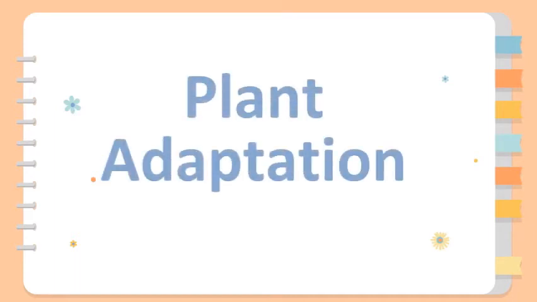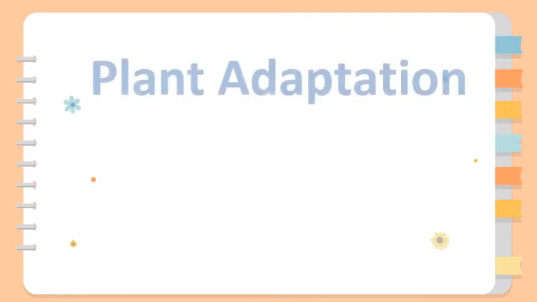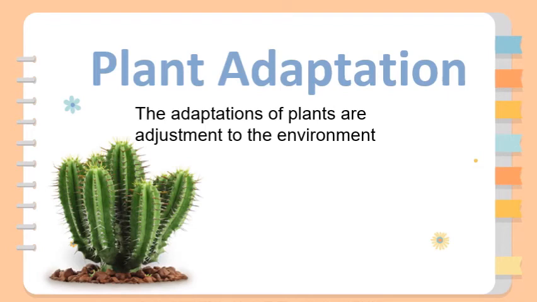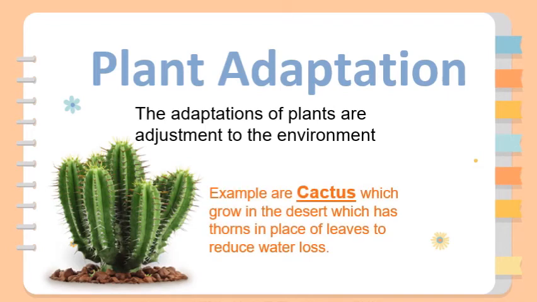Now let's move on to our next topic. This is about plant adaptations. What do you mean by adaptations? Adaptation is the adjustment to their environment as they live and grow. Consider the example of a cactus plant which grows in the desert. It has adapted by changing its leaves into thorns to decrease water release.